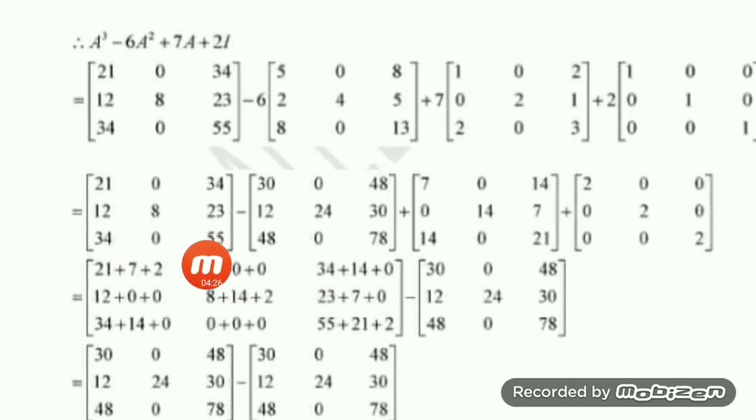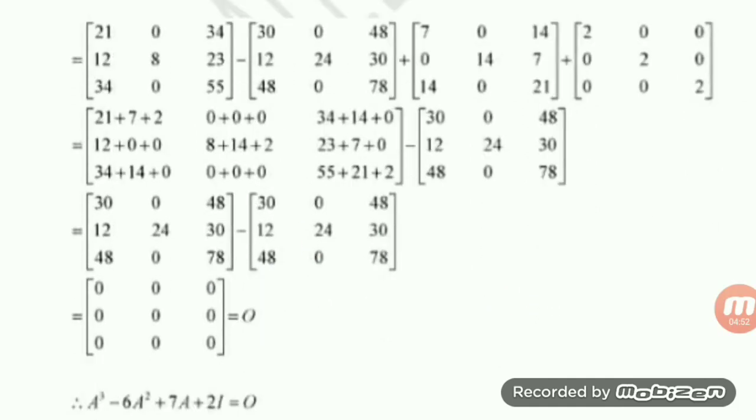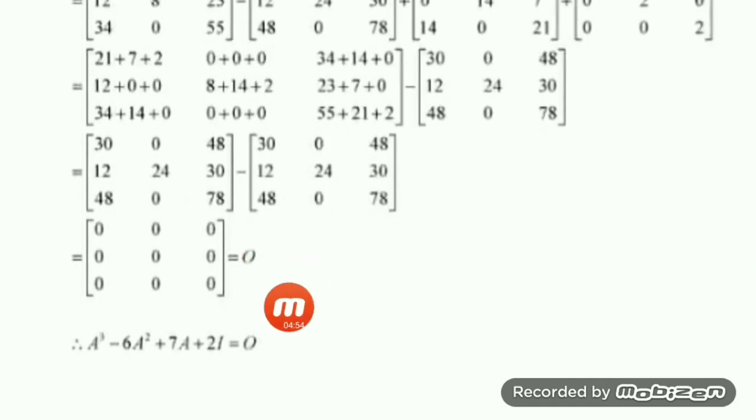Now here I have done the addition of the matrices together, that is this one and this one. I just take it together, 21 plus 7 plus 2 for the first element, and for the first row, second element, 0 0 0. Like that, 34, 14 and 0. Similarly we complete it, and then I keep this matrix with a minus. After doing the calculation and subtracting, we got all these zeros. And if all the elements of a matrix are equal to 0, then this is called the 0 matrix.